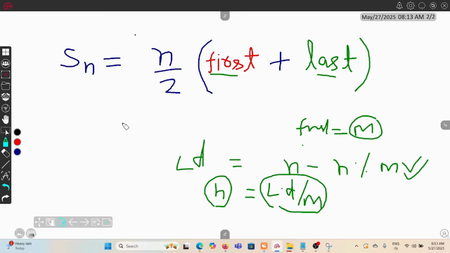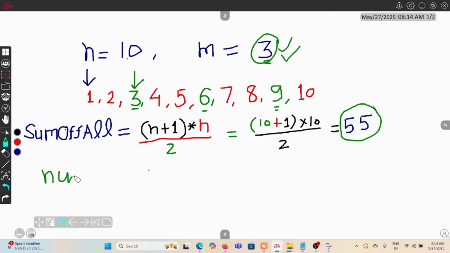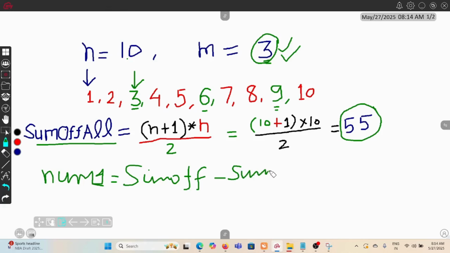So how would we then find the answer? Let me remove all of this. Num1 means all the non-divisible values, so how can we get them? If we deduct from the sum of all numbers the sum of the divisible by m, right, this will give us num1, and we have to find num2.